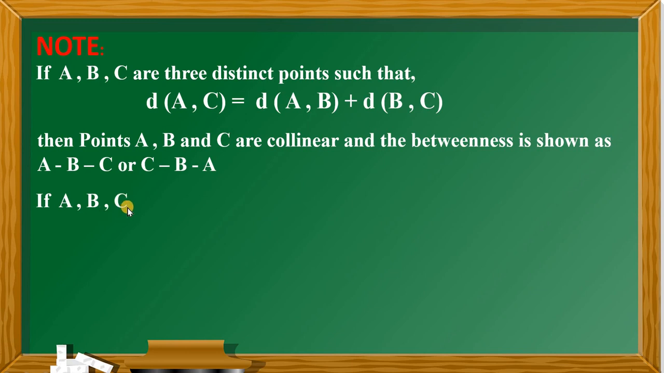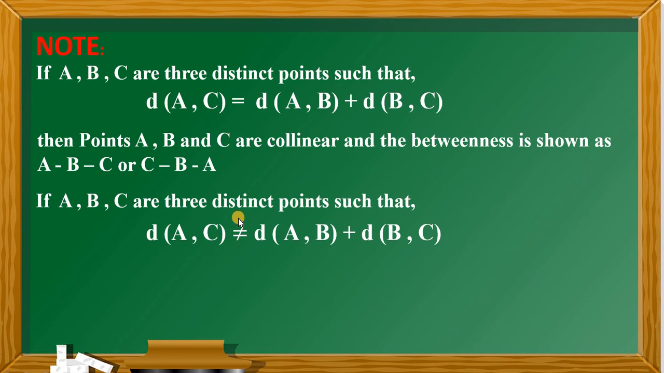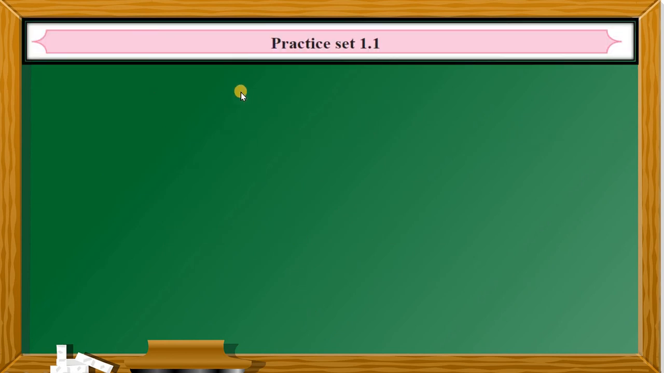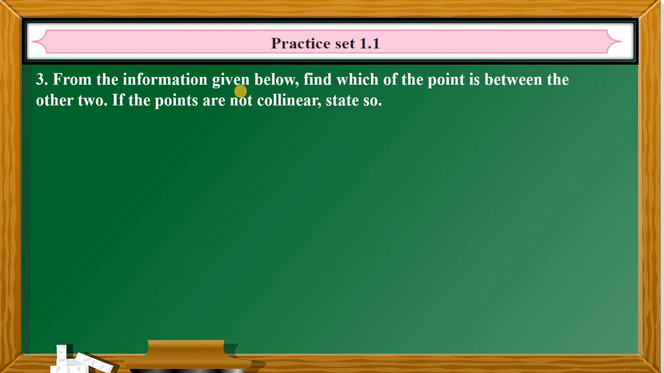If you take points A, B, C as 3 again distinct points such that now the distance is not equal. When it was equal, the points were collinear. Now when the greater distance is not equal to the sum of the other two, then what can we conclude? We can say that the points are non-collinear, and if they are non-collinear, definitely betweenness will not exist. Okay, having understood this, let's proceed to exercise 1, practice set 1.1, the third sub question.